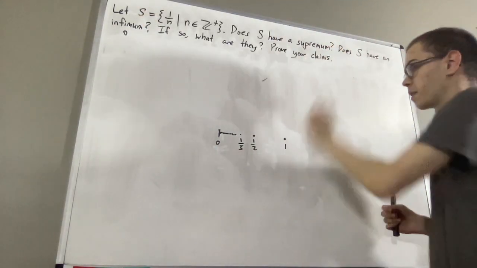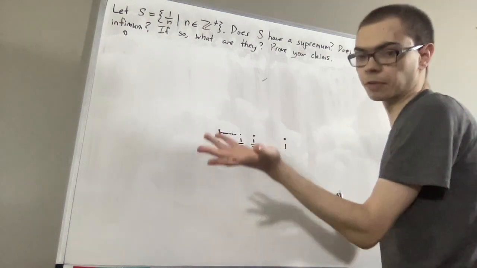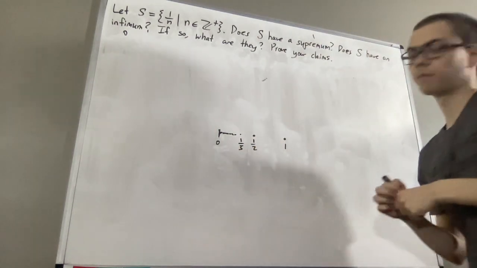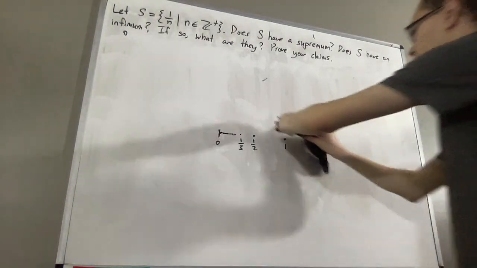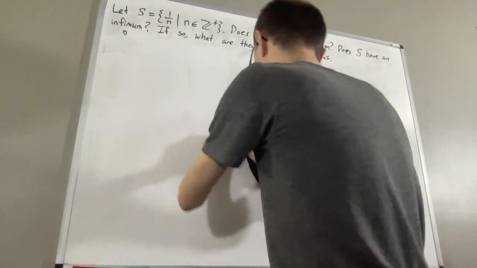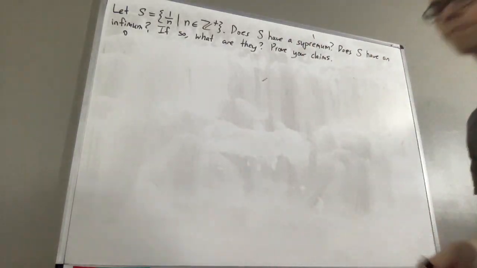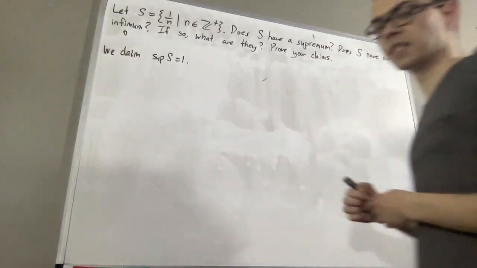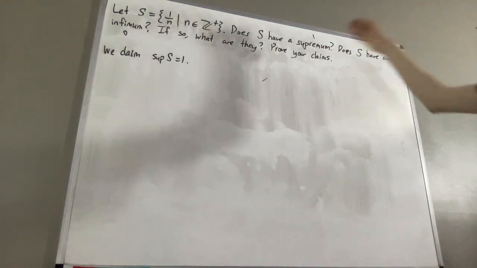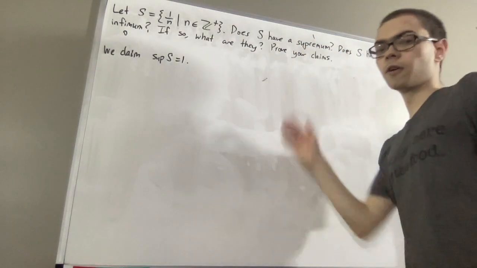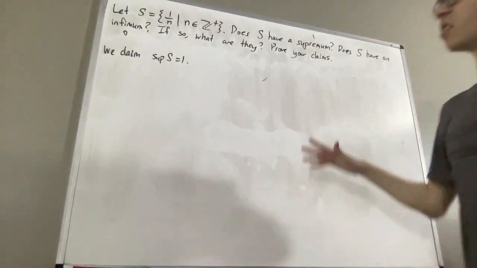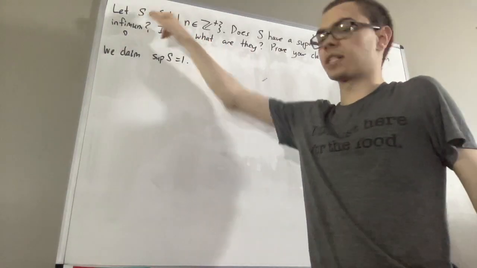As for the supremum, it seems like 1 is the largest element of the set, so we should show the supremum is equal to 1. So now let's get into proving our claims, starting with the supremum. So to show the supremum of S is equal to 1, we just have to show that 1 is the largest element of S. To show that 1 is the largest element of S, or the maximum of S, first we show 1 is an element of S.